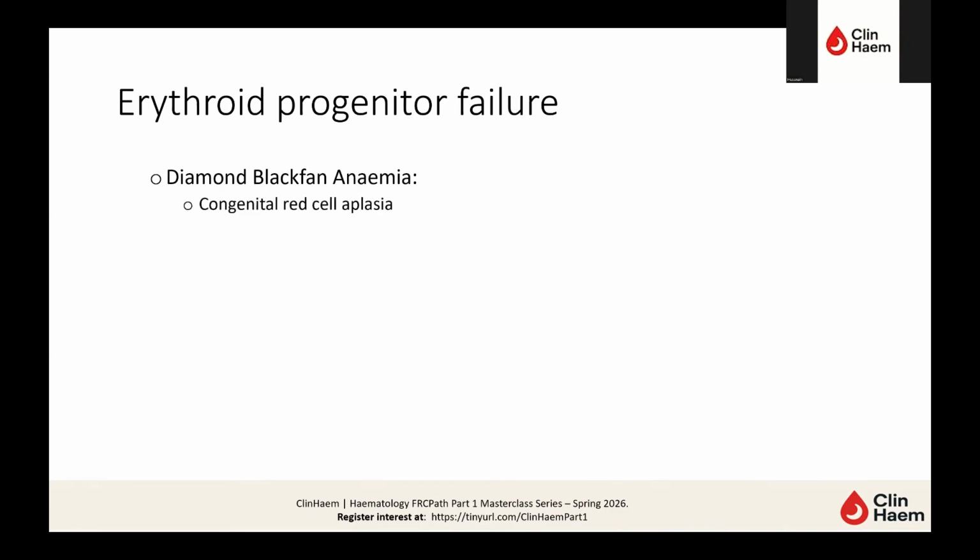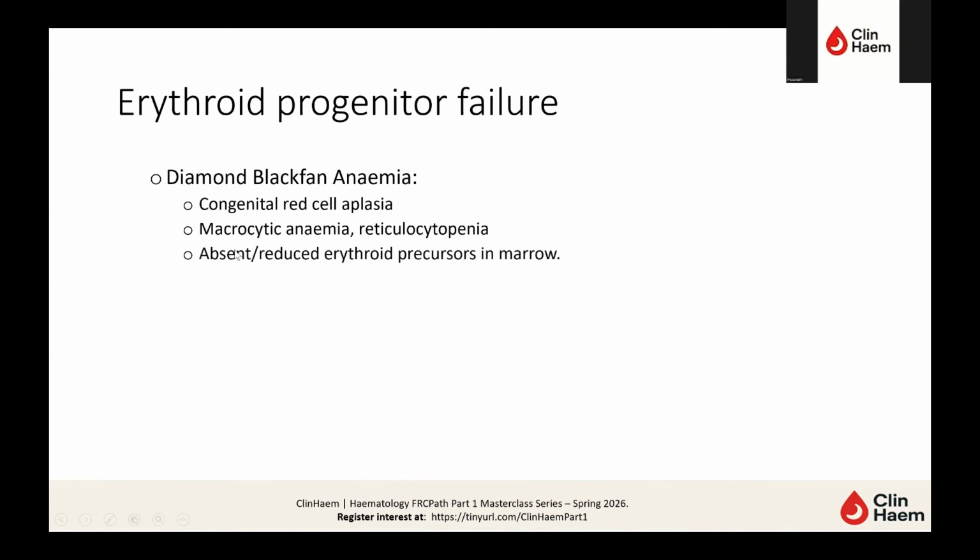DBA is a congenital red cell aplasia. The red cell precursors are like diamonds in them because they're very rare to find. So this is just congenital red cell aplasia. What you will see is anemia, which can be macrocytic, but you will see reticulocytopenia because there are no red cells. So it's basically red cell aplasia. In the bone marrow, you will not see any erythroid precursors, or very few. So that's the diagnosis there, and then you can do genetics. Diamond-Blackfan anemia is basically pure red cell aplasia congenitally.